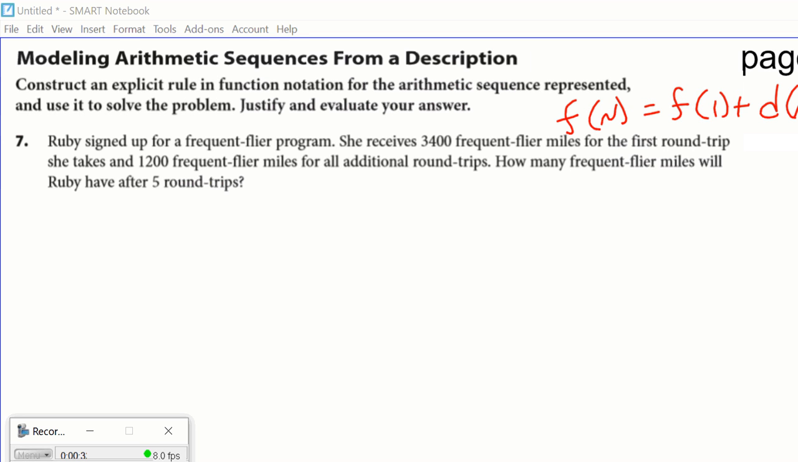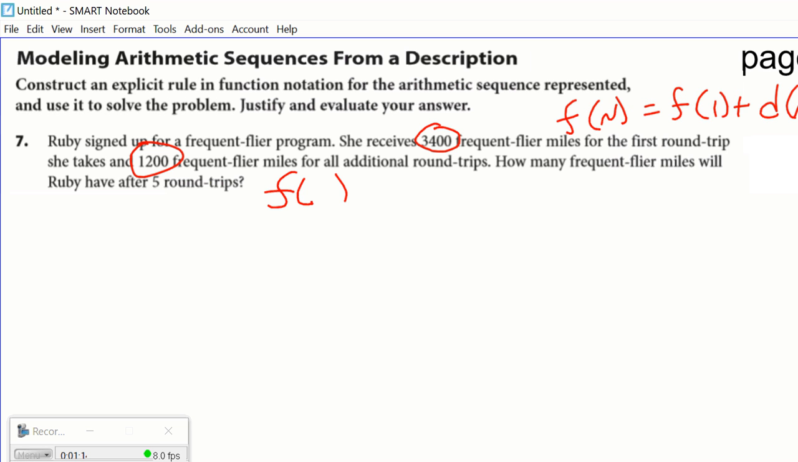So Ruby signed up for a frequent flyer program, and she receives 3,400 frequent flyer miles for the first round trip she takes and 1,200 frequent flyer miles for each additional round trip she takes after that. How many frequent flyer miles will Ruby receive after 5 round trips? So the 3,400 represents the first term, and the 1,200 is going to represent the common difference because after the first one, it goes up 1,200 miles each time. So we're just going to plug both of those in to set up our formula.